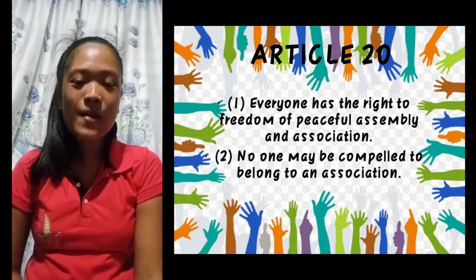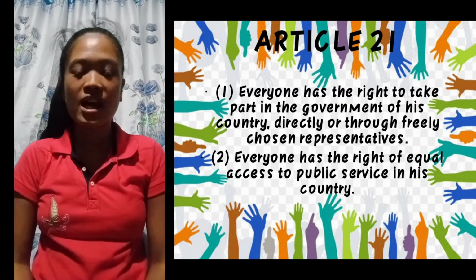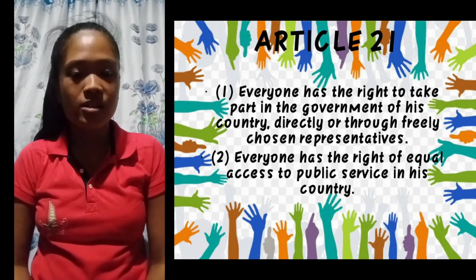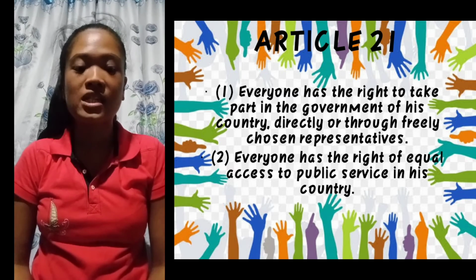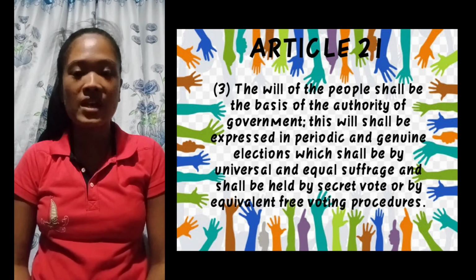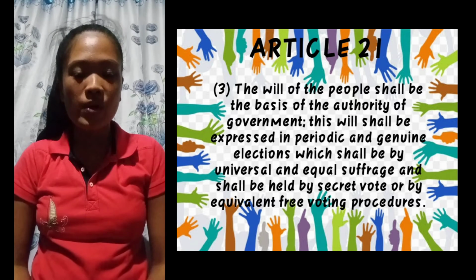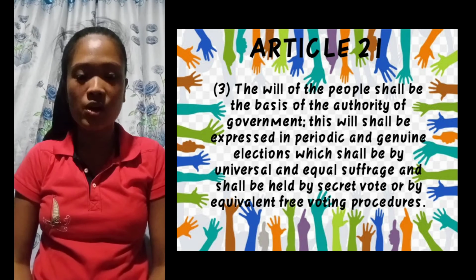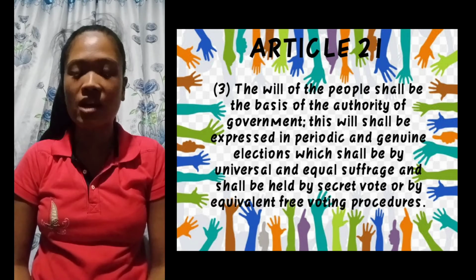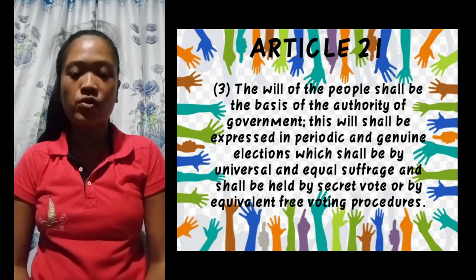Next is article number 21. Everyone has the right to take part in the government of his country directly or through freely chosen representatives. Everyone has the right of equal access to public service in his country, and the will of the people shall be the basis of the authority of government. This will shall be expressed in periodic and genuine elections, which shall be by universal and equal suffrage, and shall be held by secret vote or by equivalent free voting procedure.